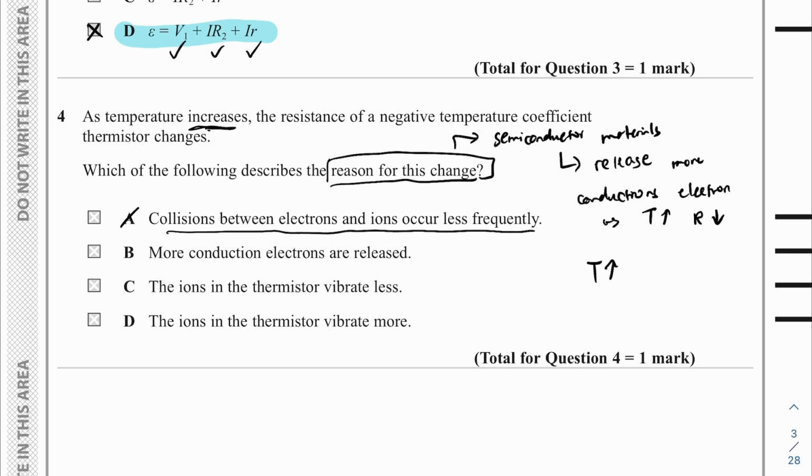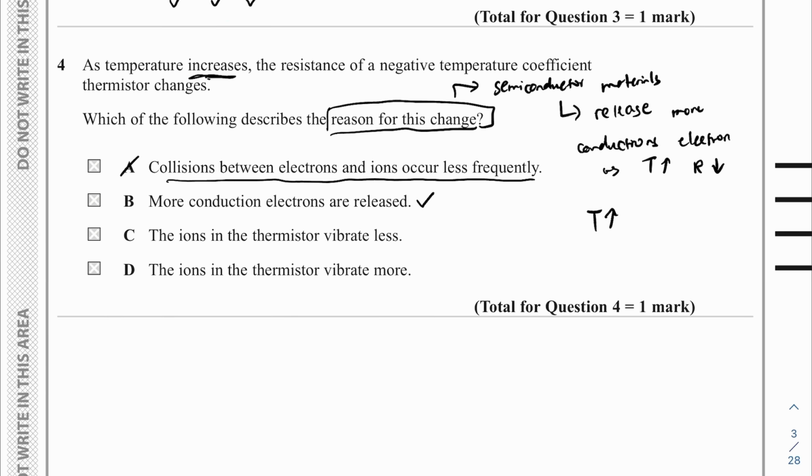B, more conduction electrons are released. I explained that this could be the answer, right? So let's just say tick for now. Let's see the other two options. The ions in the thermistor vibrate less. The ions in the thermistor vibrate more.